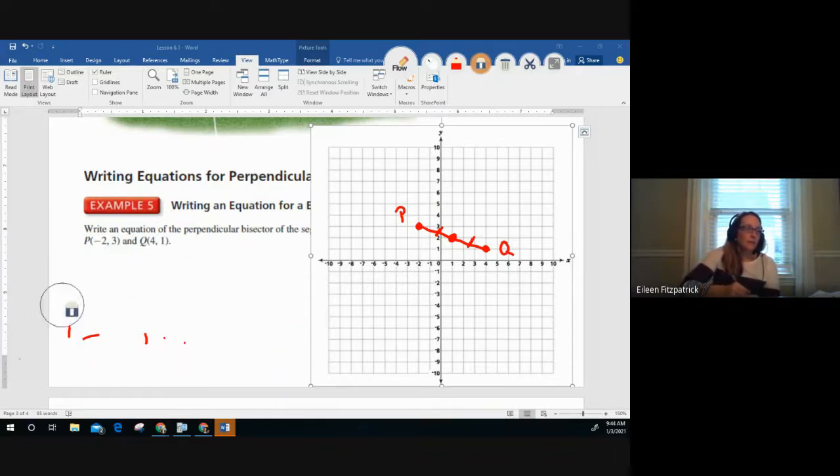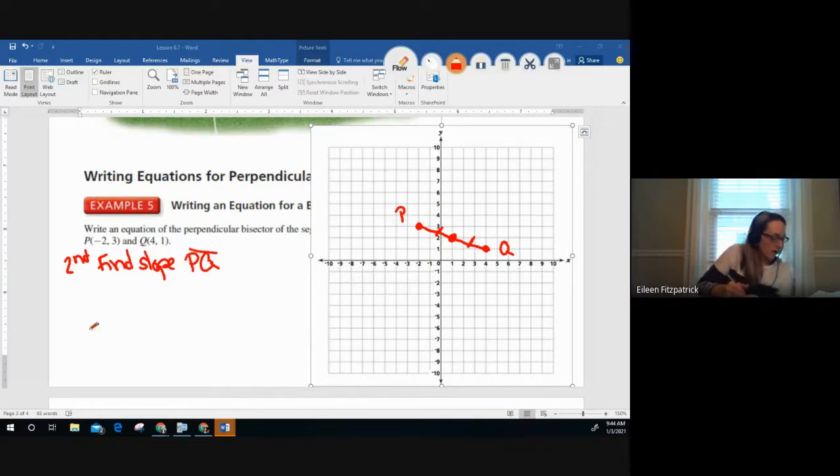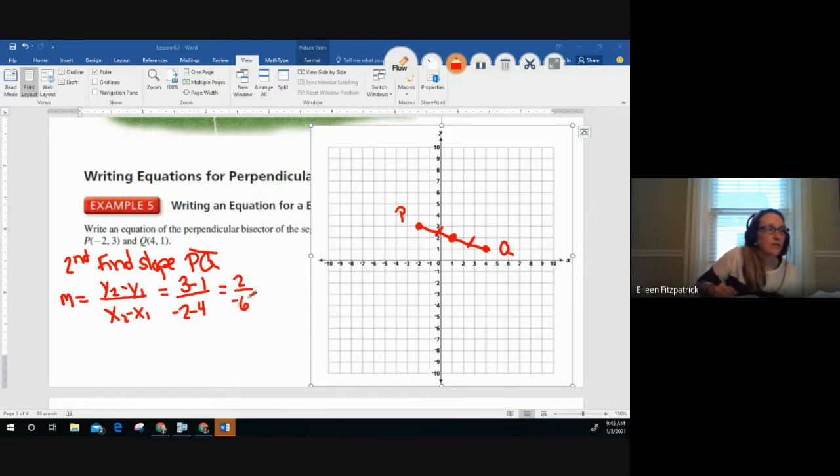The second step is to find the slope of PQ. All right, and to find the slope, you can use the slope formula, or you can come over here and just do rise over run. But the slope formula is change in y over change in x, x2 minus x1. All right, so we're going to set it up as 3 minus 1 over negative 2 minus 4. So 3 minus 1 is a 2. Negative 2 minus 4 is a negative 6. And that's going to simplify down to negative 1/3.